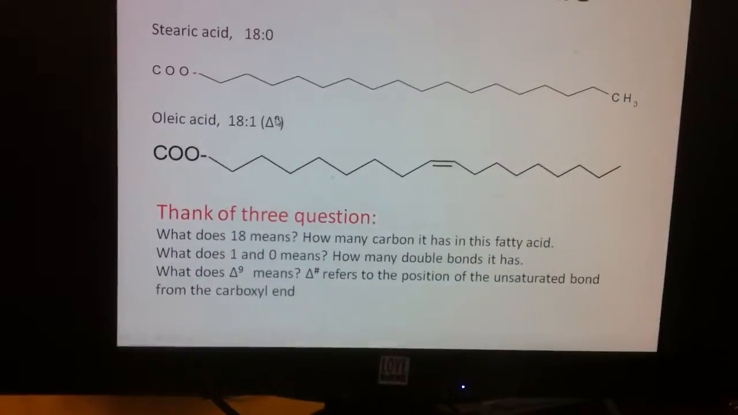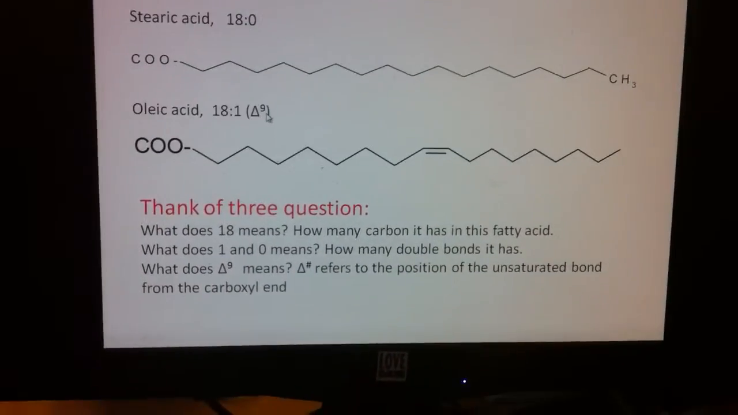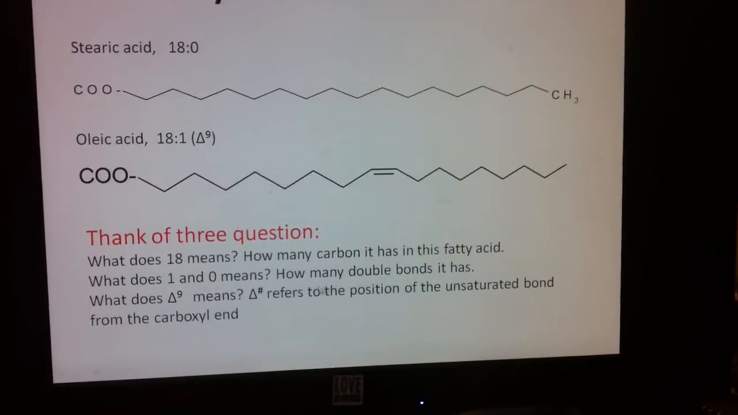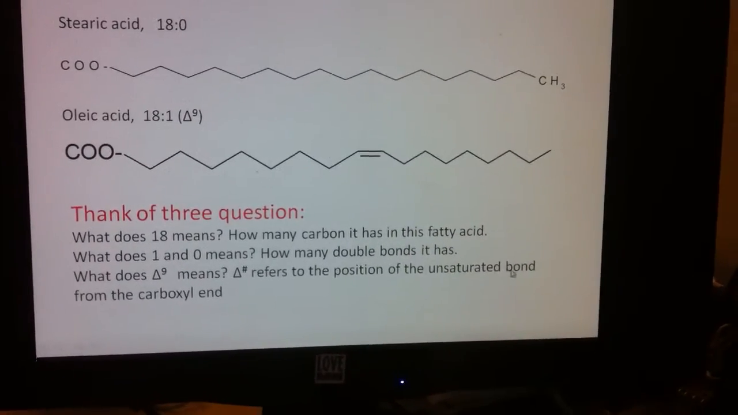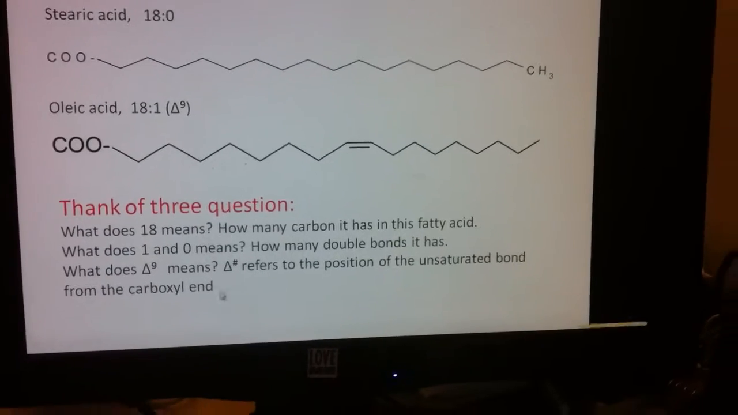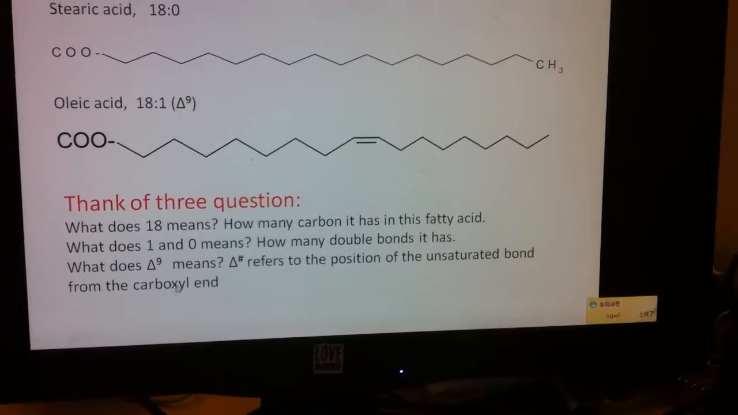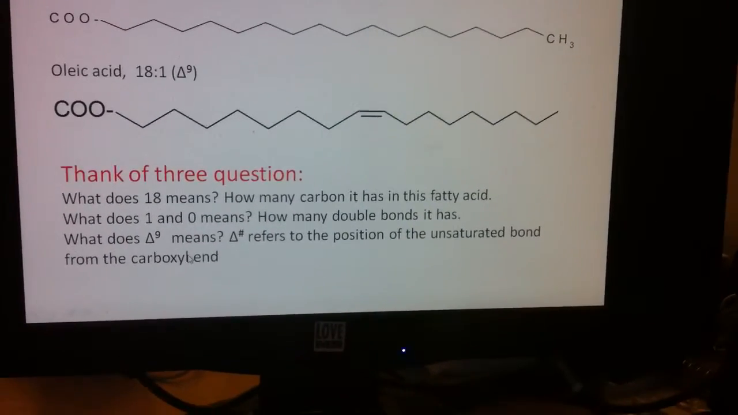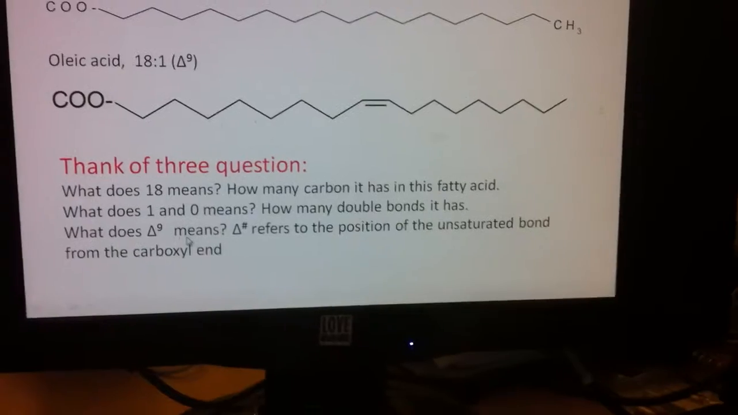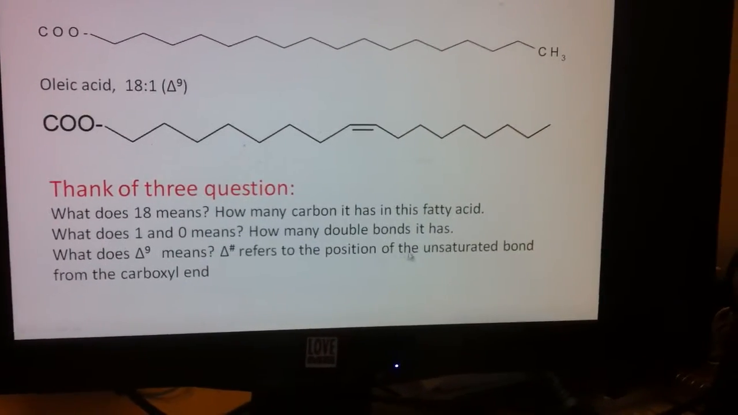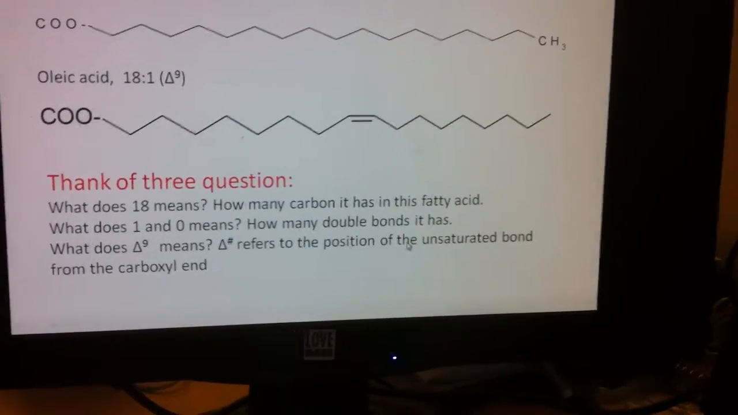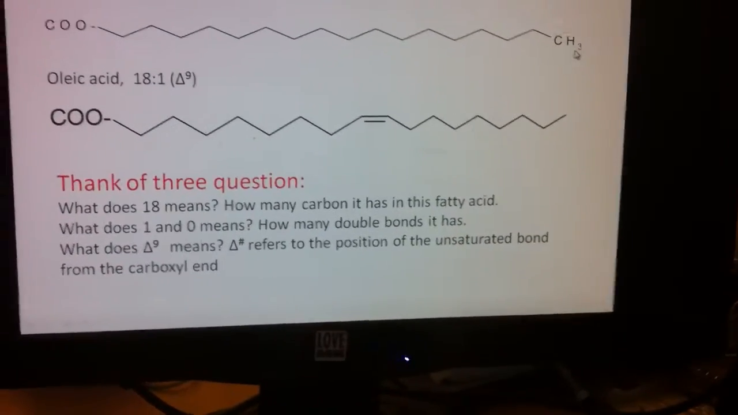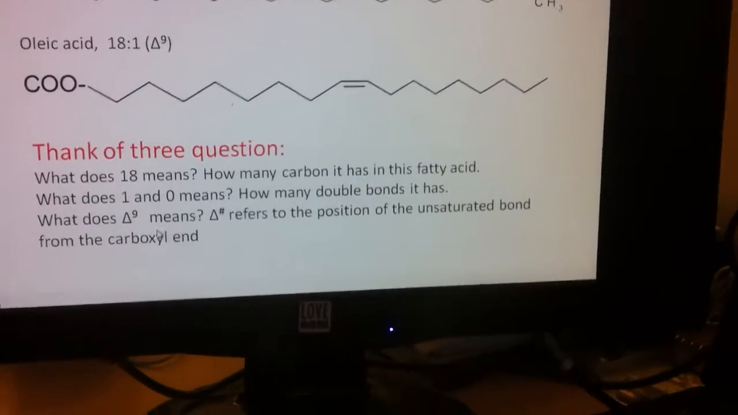So let's look at what the delta 9 means. The delta 9 refers to the position of the unsaturated double bond from the carboxyl group here. You should keep in mind that delta means you should count the double bond from the carboxyl end, not the methyl end. It's a very important point.